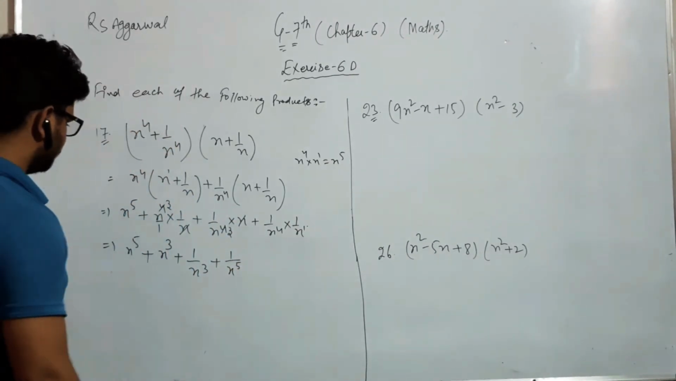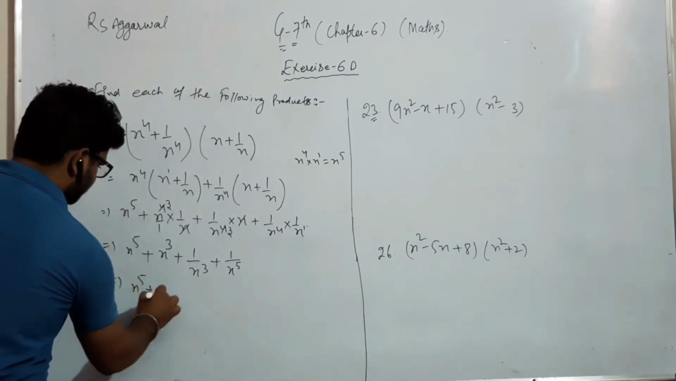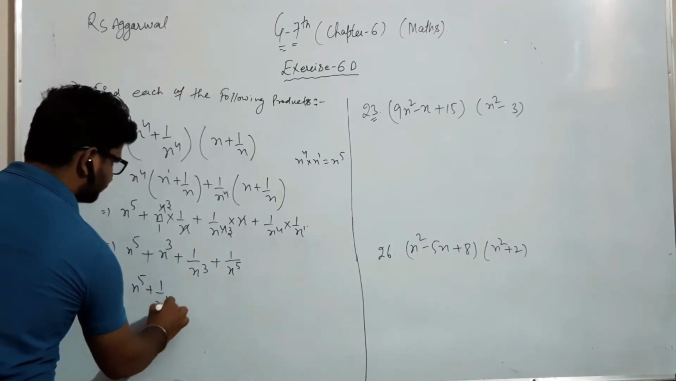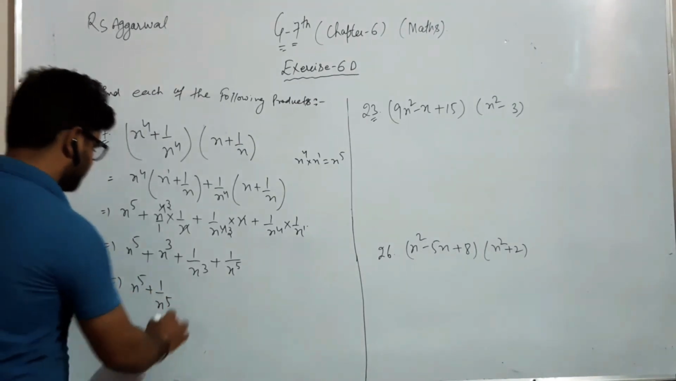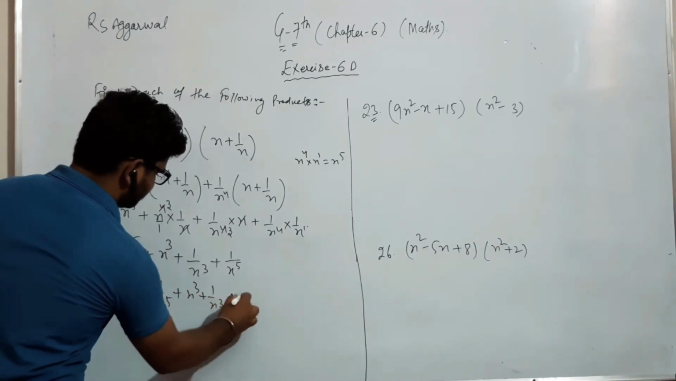Okay, so now we add the like terms: x^5 plus 1 upon x^5, then plus x^3 plus 1 upon x^3. So this is the answer.